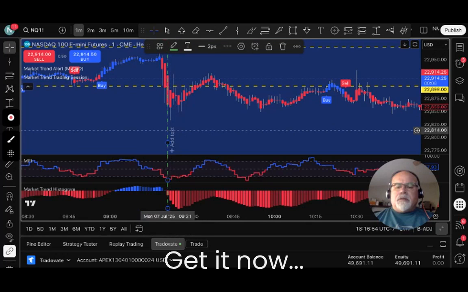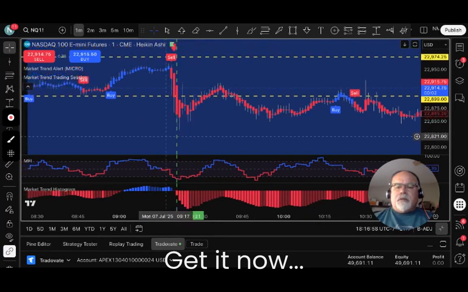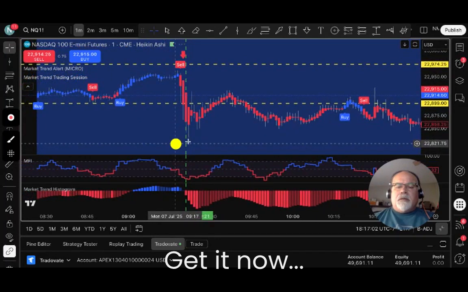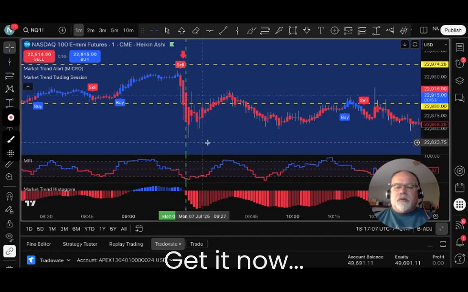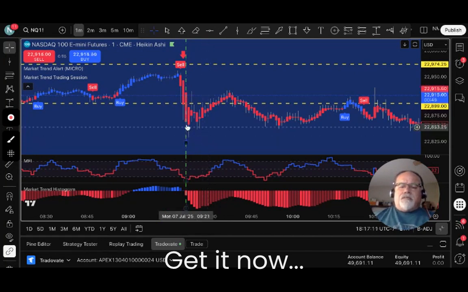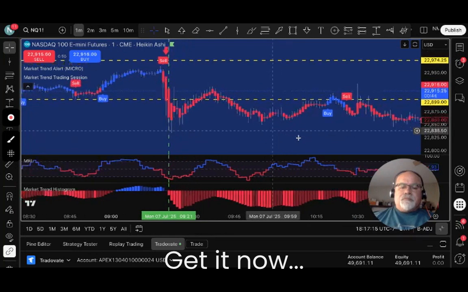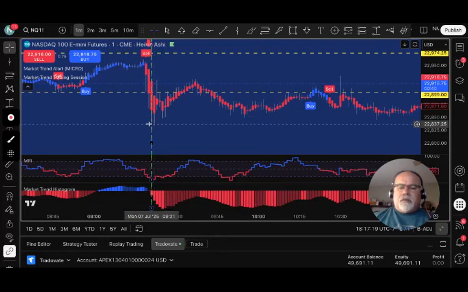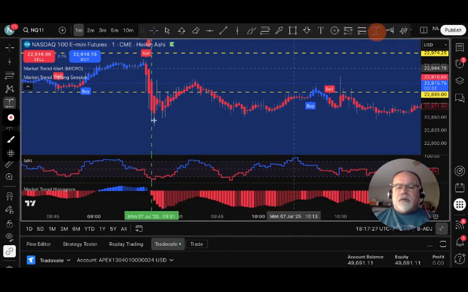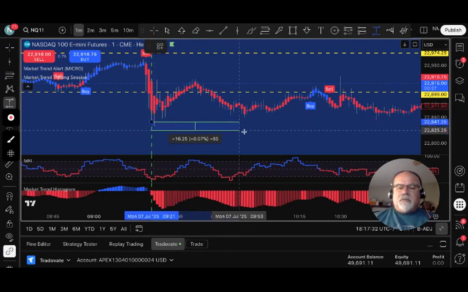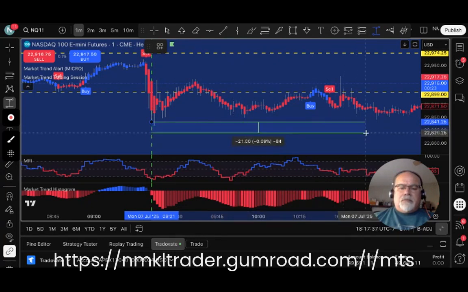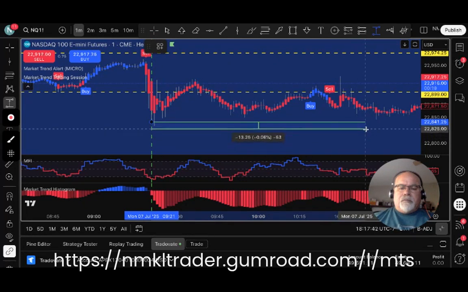Okay, so on this particular candle, I got an agreement right here, and let me go ahead and just place this 40 tick trade.